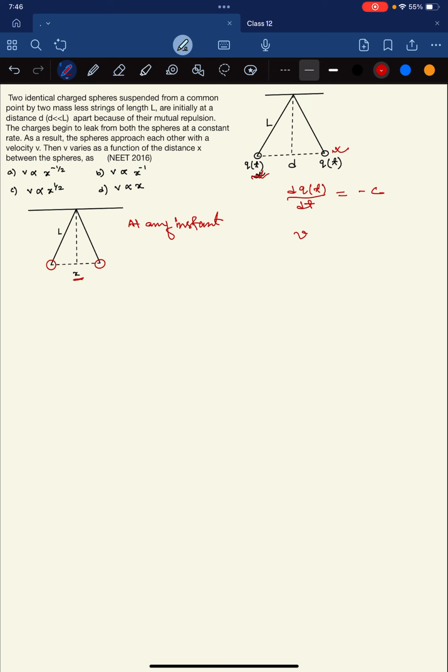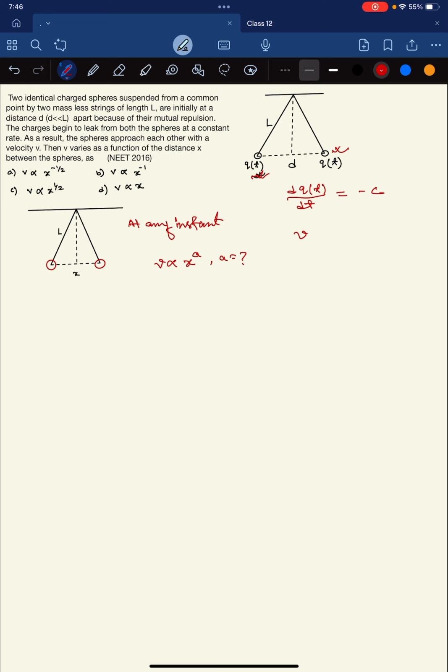In that case, there will be a velocity with which they are approaching each other, and v is related to x, and you have to find the relation between v and x. If it is x to the power a, then you have to find what that a is. Okay, this is the question. Now let's approach the problem.